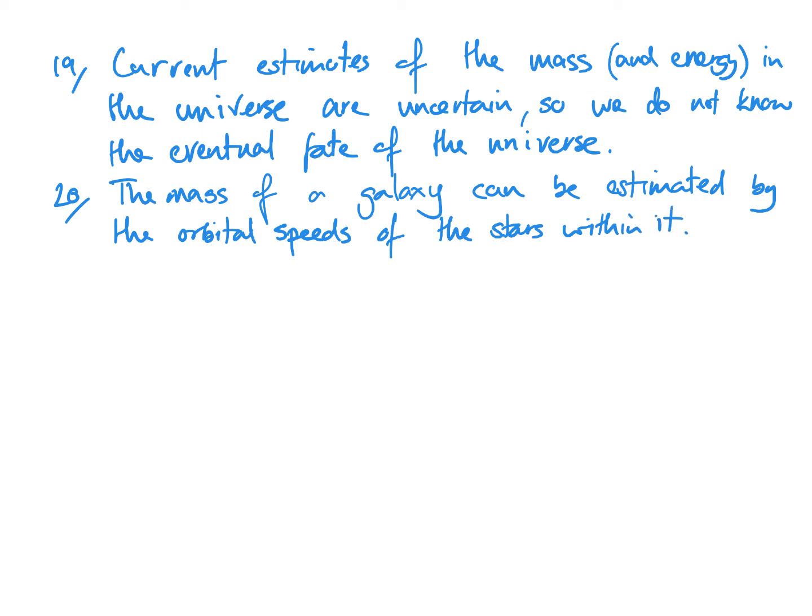Basically, it requires a certain amount of force to keep them at those orbital speeds. And because we know that it's a gravitational force, we know the equation F equals G m1 m2 over r squared, we can estimate then what the mass of the galaxy is. But the problem is that the estimates of the mass are much bigger than the estimates of the mass that we can actually see.